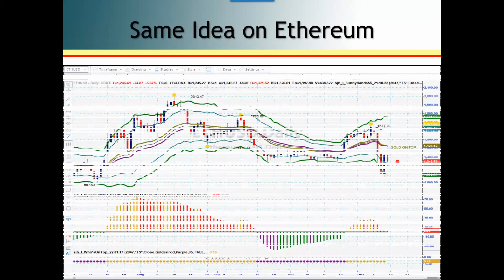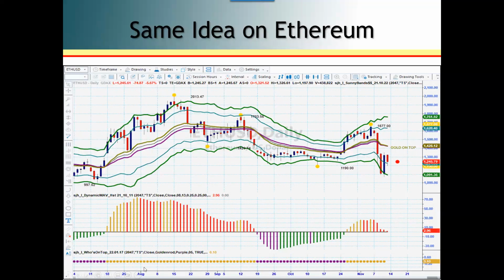Here's the same idea on Ethereum. The rules are it goes up on red. Let's see if I can get a pencil. Oh, no, that. Hang on just a second. Spotlight. All right. So right here. No, that's not. Right here is a yellow dot.